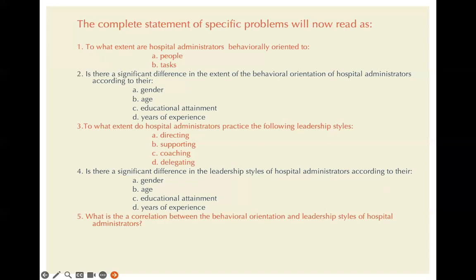And then also 5, correlating behavioral orientation and leadership styles should also be supported by literature, which means that if you wanted to correlate the two together, there has to be literature that correlated the two together already.